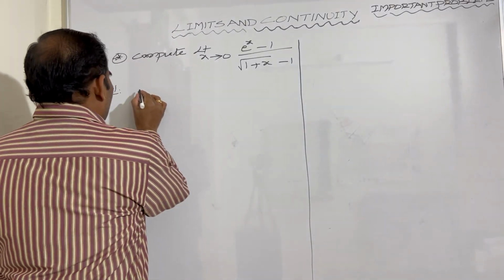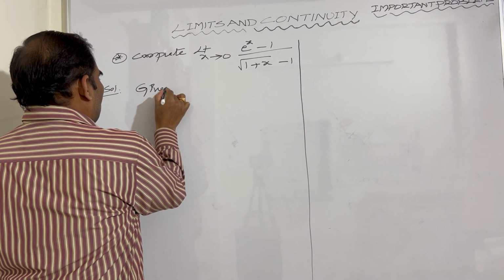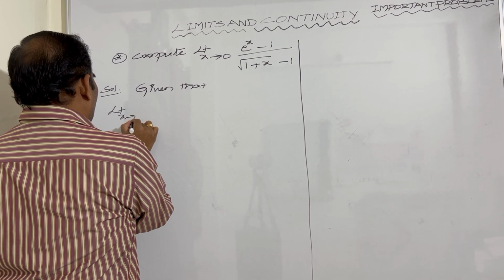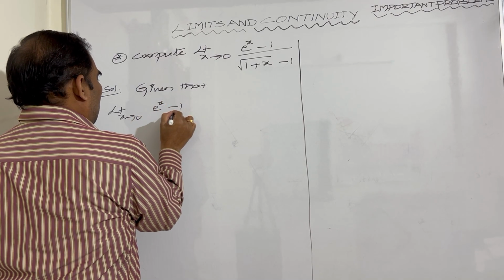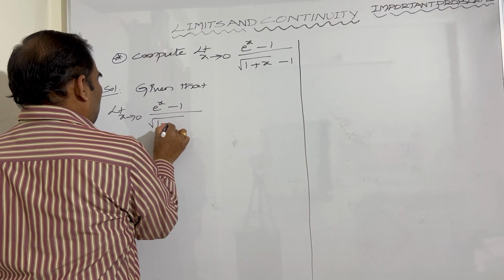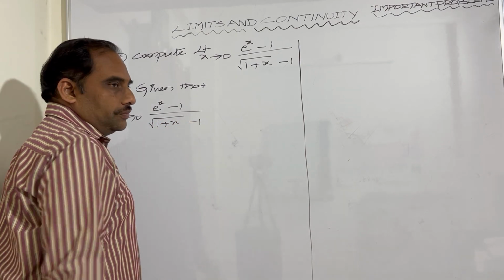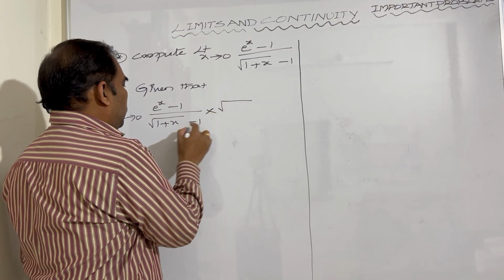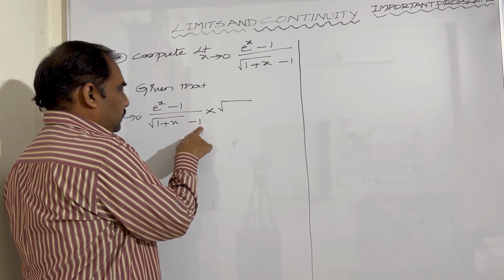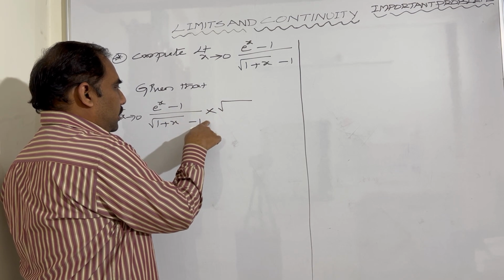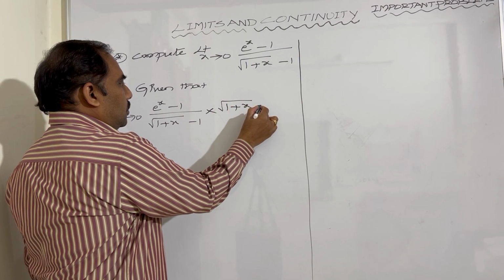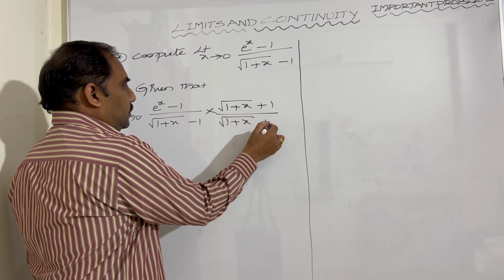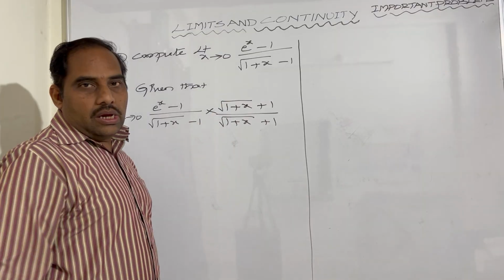So now what I am doing here is, given the limit as x tends to 0 of (e^x − 1) by (√(1 + x) − 1). See, what I am doing here is rationalizing the denominator. That means we have the denominator √(1 + x) − 1. Here both numerator and denominator are multiplied with (√(1 + x) + 1) by (√(1 + x) + 1). This is called rationalization of the denominator.